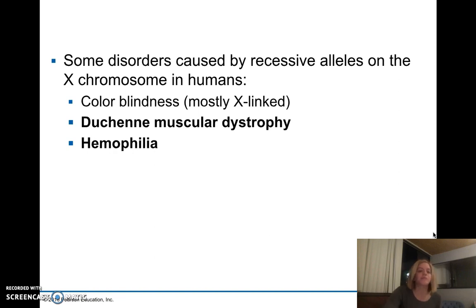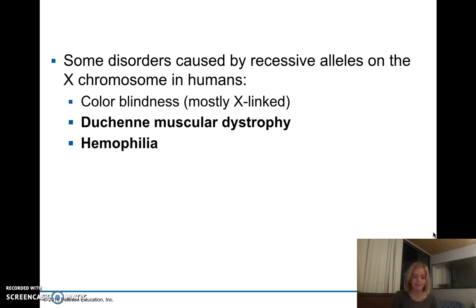Another X-linked recessive trait is Duchenne muscular dystrophy. This is a disease that is a progressive weakening of the muscles, and it is located at a specific location on the X chromosome. And yet another X-linked disorder is hemophilia.